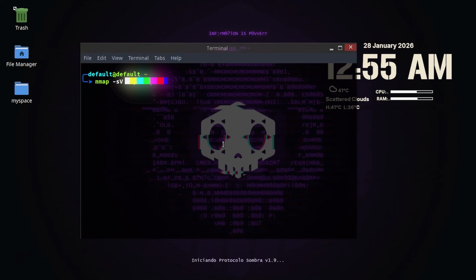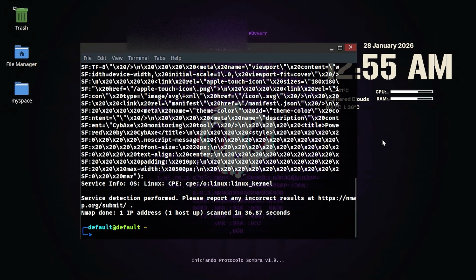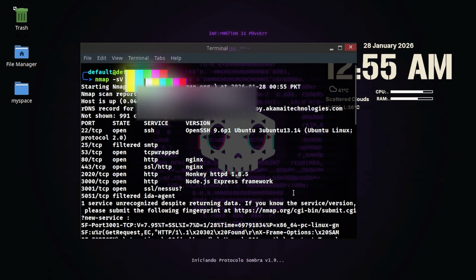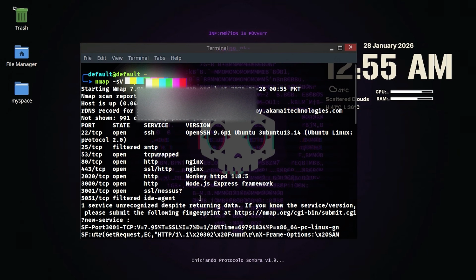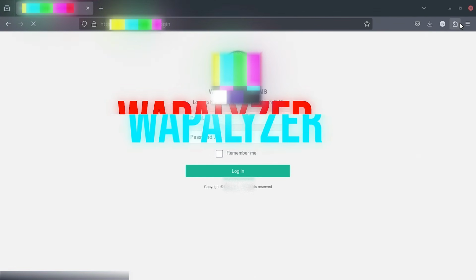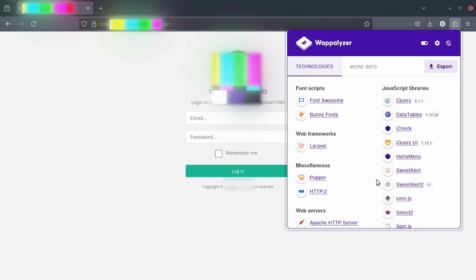Next, I analyze what services the website is actually running. There are multiple tools for this, but one of the most common is Nmap. Nmap helps identify open ports, active services, server technologies, and exposed network services. This tells us what the system is running and where to focus testing. You can also use browser extensions like Wappalyzer to quickly detect the technologies a site is built on. In my case, the website was running technologies like SQL and Laravel, and a few other components.